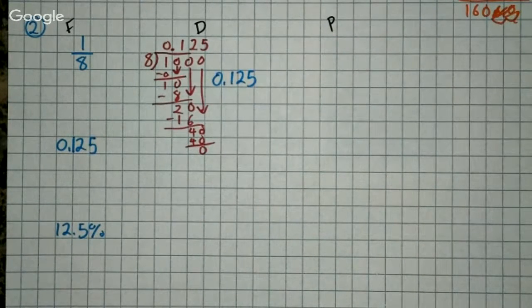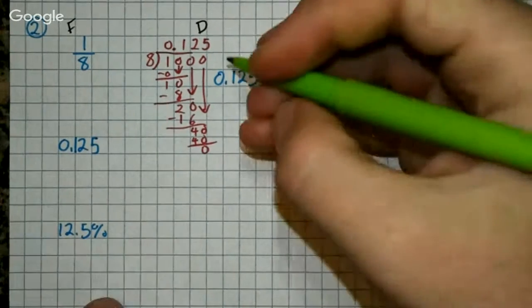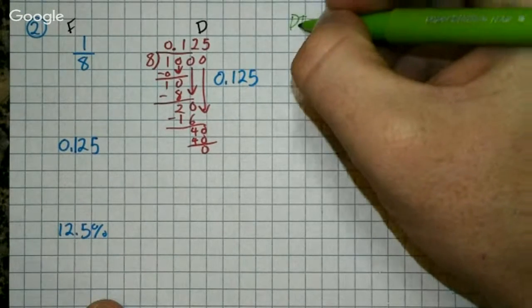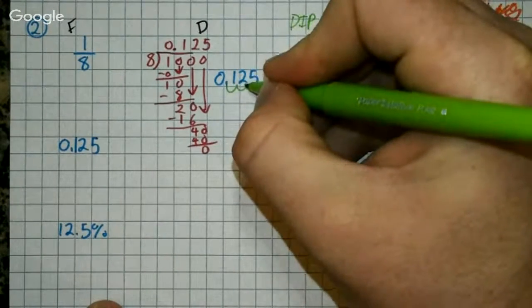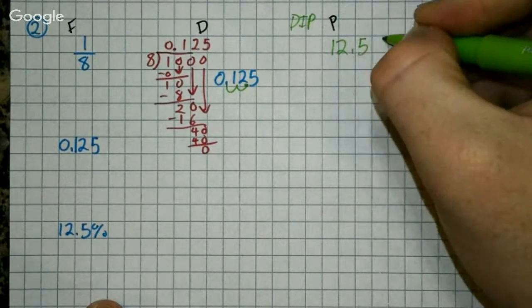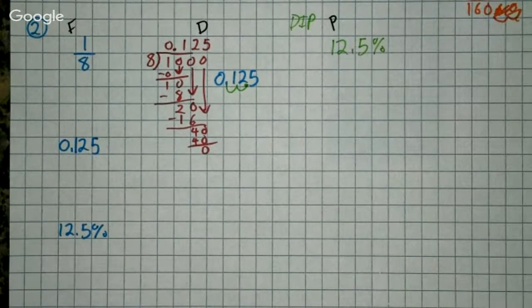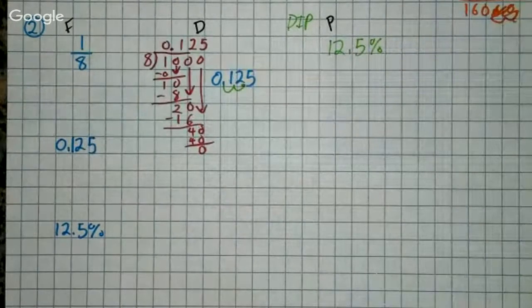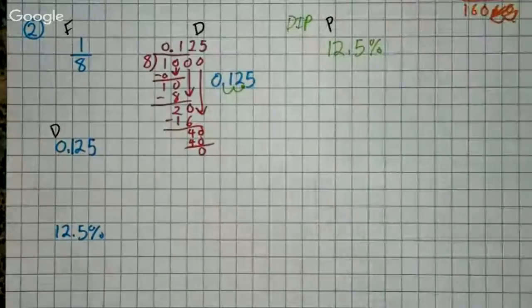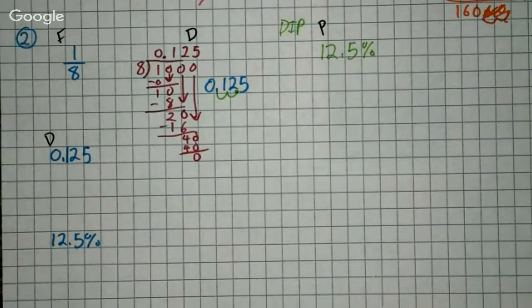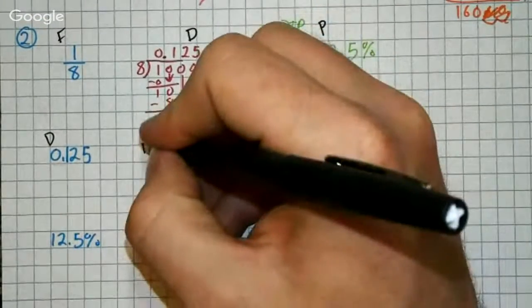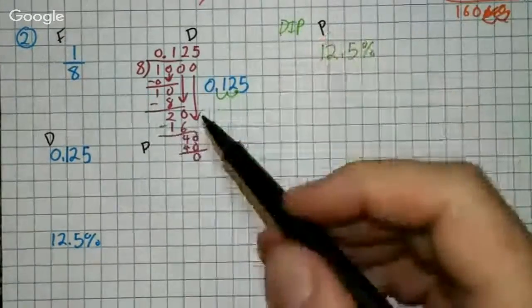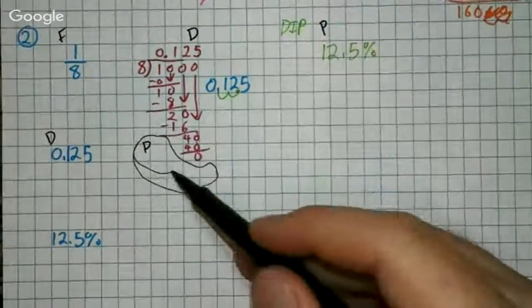And now the easy part. How do we make it a percent? We use DIP. 1, 2. So our answer is going to be 12.5%. Now, as you can see, 0.125 is going to be the same thing here. So for this one, we have a decimal. And we know how to make it a percent because we just did it over here. So I'm going to avoid this part, especially since I wrote into it.